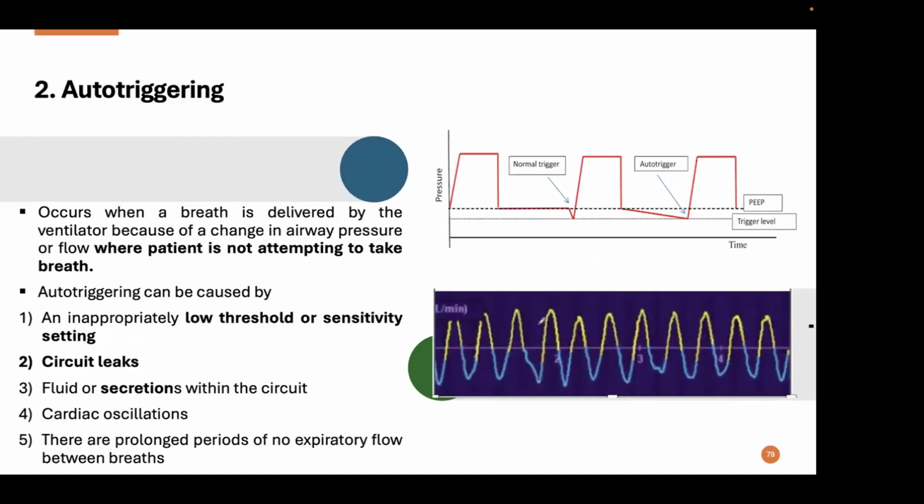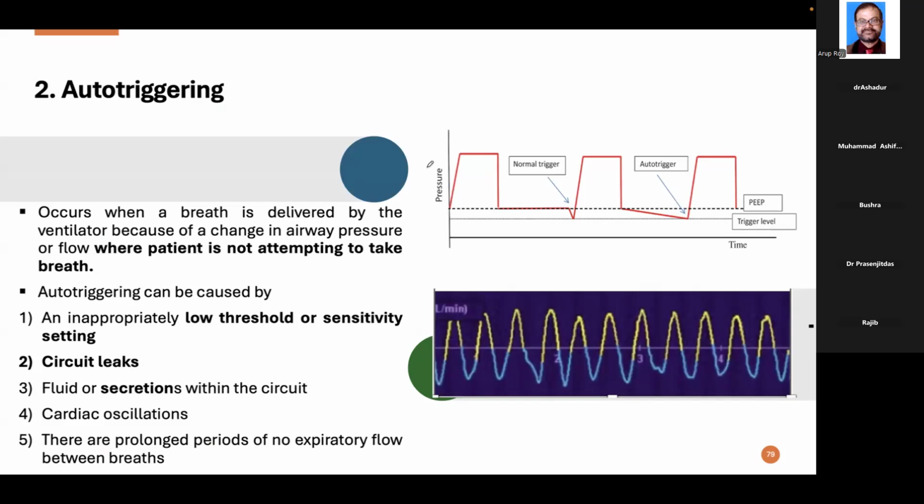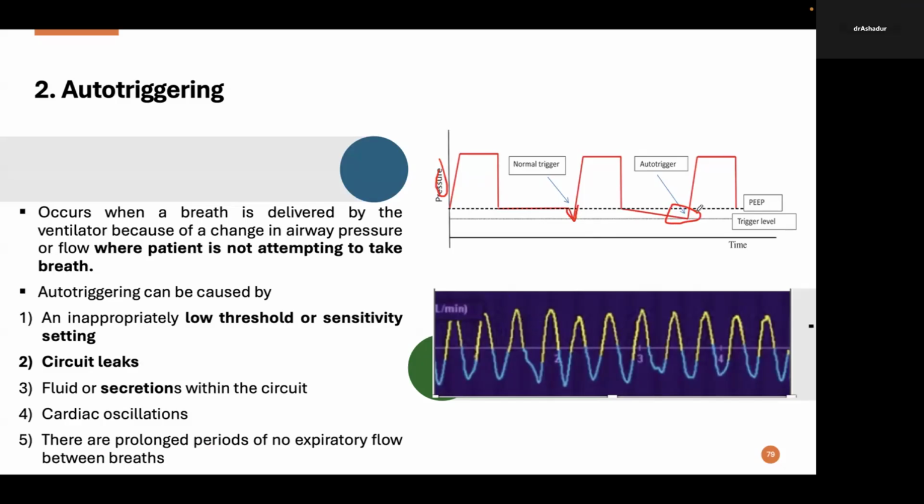Auto triggering, as I showed you on the flow time graphs, looks something like this. But in case of your pressure curves, a normal trigger, as I told you, has a negative dip because of negative intrapleural pressure, but auto trigger will look something like this in case of your pressure curves, and in case of your flow time curves, those will look something like this. So there are different ways in how these curves look, but the meaning is the same.